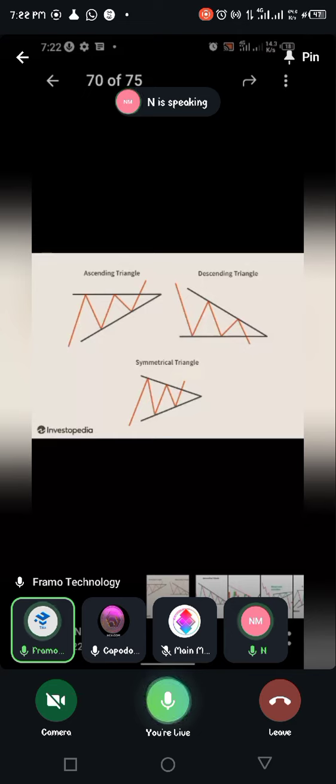So today we are going to learn about the other triangles. We have additional triangles to be considered: the ascending triangle, the descending triangle, then the symmetrical triangle. You can see from the image.